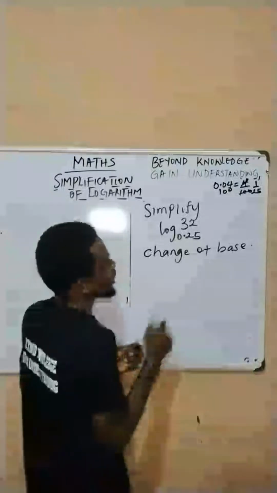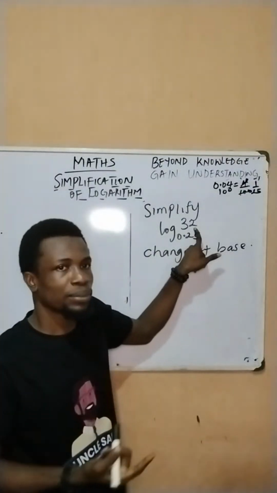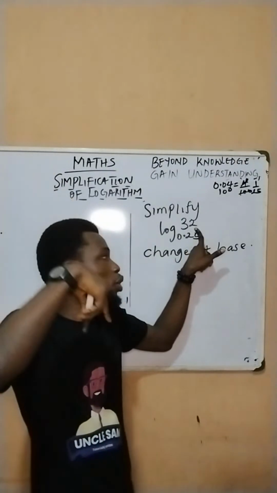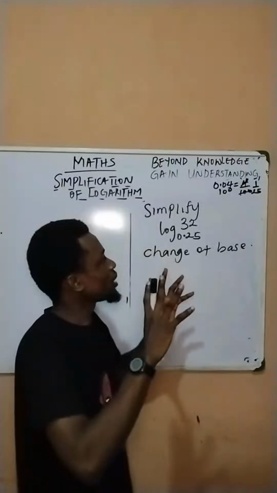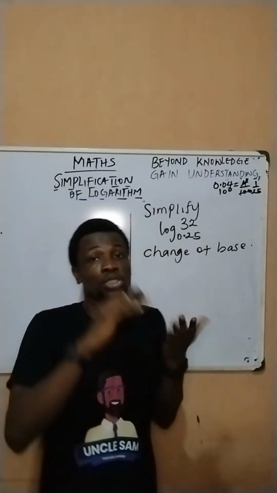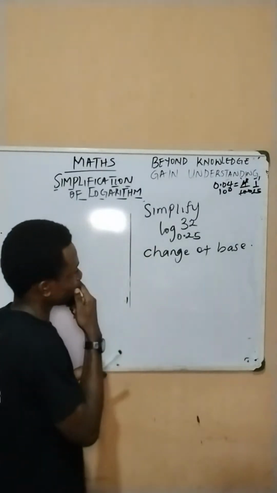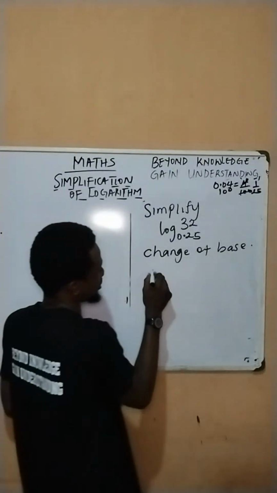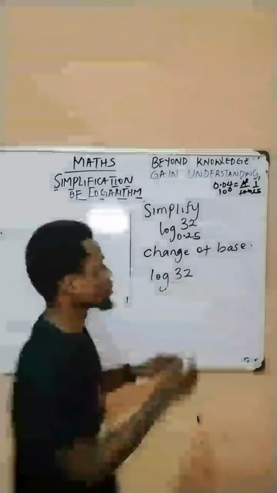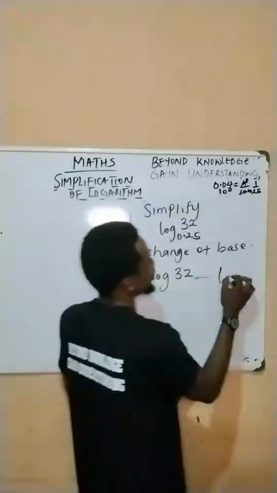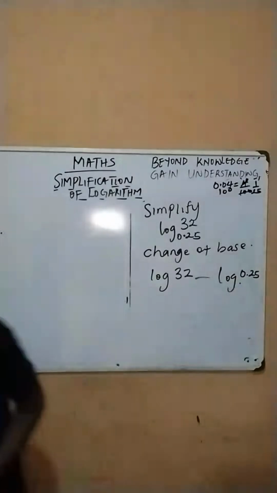For the change of base system, the log becomes the numerator and the base becomes what? The denominator. That is to say that this can be expressed as log of 32 to a given base that we want, minus, it's not division, it's minus what? Log of 0.25 to the new base that we brought into play.